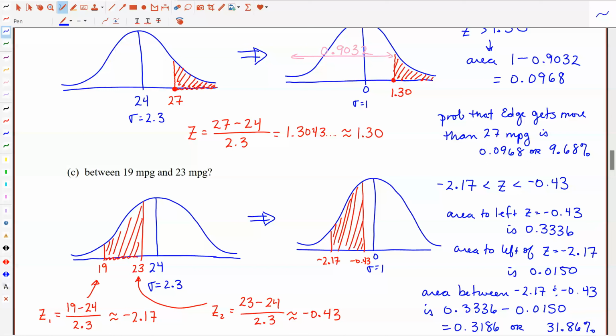Now, one thing I want to point out at the end of looking at these examples is, depending on how you're getting your areas, whether you're using tables or technology, sometimes you might get slightly different results due to rounding or programming on the software. But the values that you get should be very, very close to these values, maybe just off in terms of tenths or hundredths of a percent.